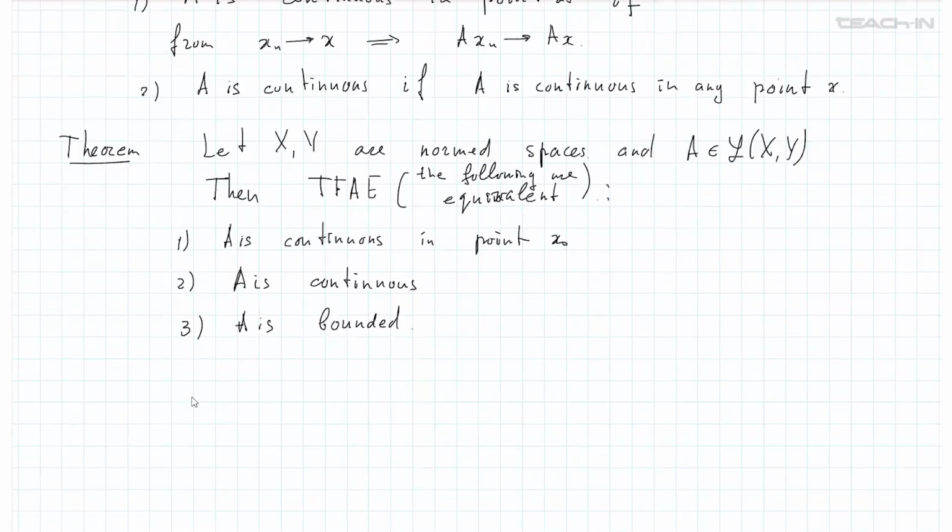For unbounded operators, we can't make this limit. So the proof. This is obvious, yes? Continuity at any point gives us continuity at one point. Yeah?